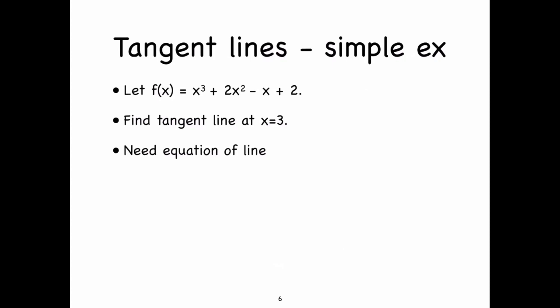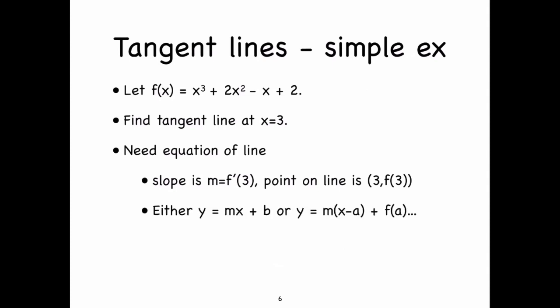So what do we need to do that? We need a slope, and in this case the slope is going to be f prime at 3. That's the slope of the tangent line at the point 3. And what point is it at? It's going to be 3 comma f of 3. That's the x and y coordinates of the point on the curve, on the graph of f of x.